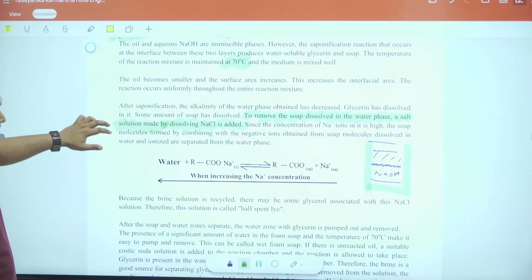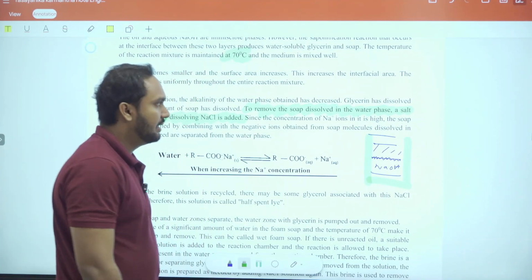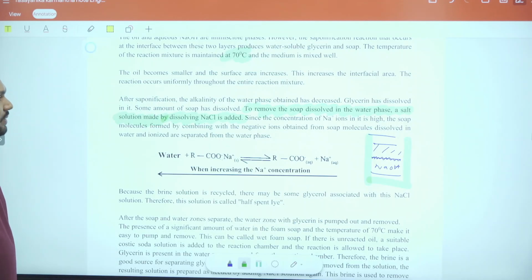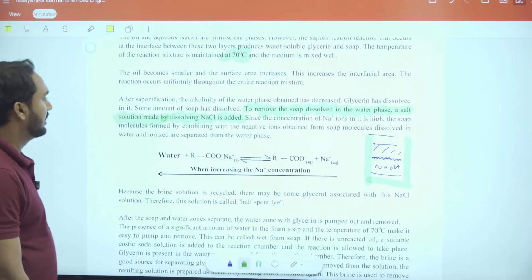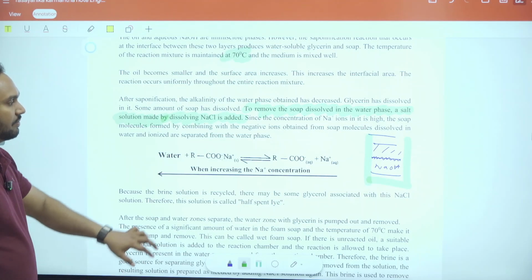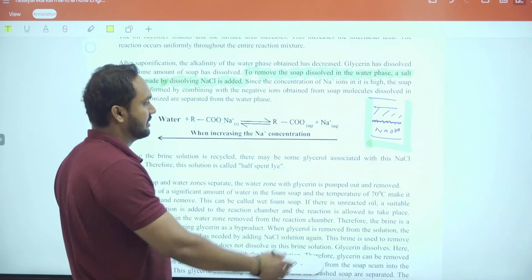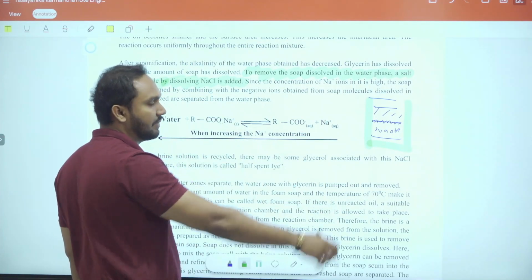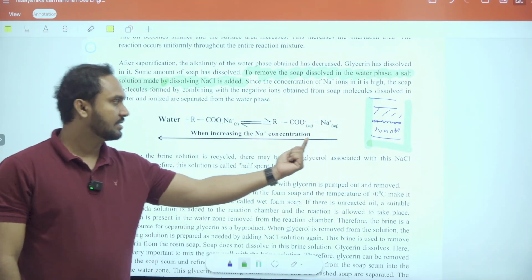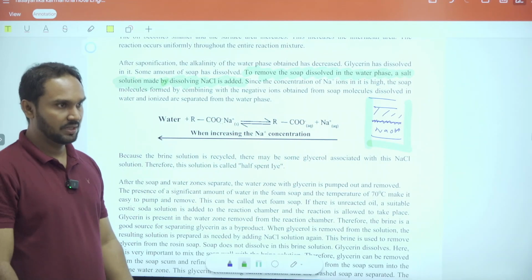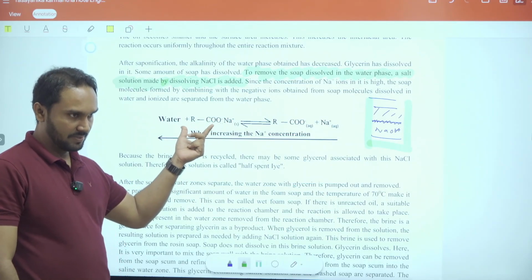Right? Since the concentration of the sodium ion in it is high, the soap molecules formed by combining with the negative ions obtained from soap molecules dissolved in water and ionized are separated from the water phase. Right? So this happens. Now the reverse reaction happens when more of the sodium ions are there, as we discussed. When increasing the sodium concentration, the reaction occurs backwards more, right? Which means undissolved soaps are produced, right?